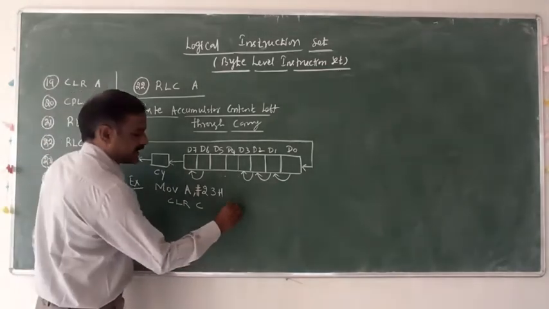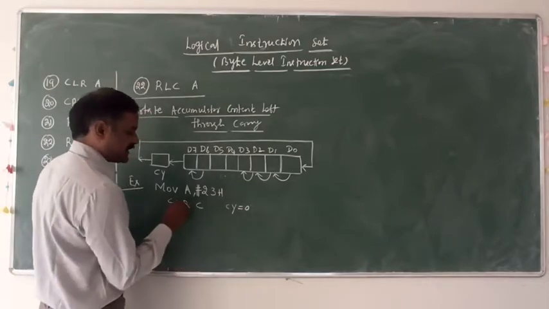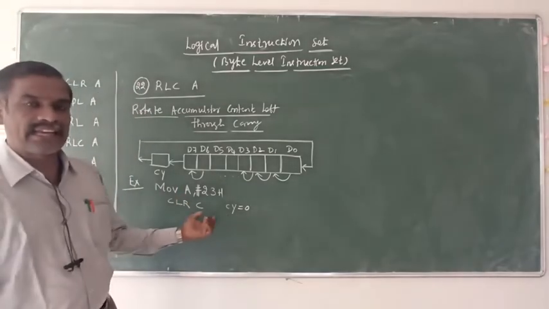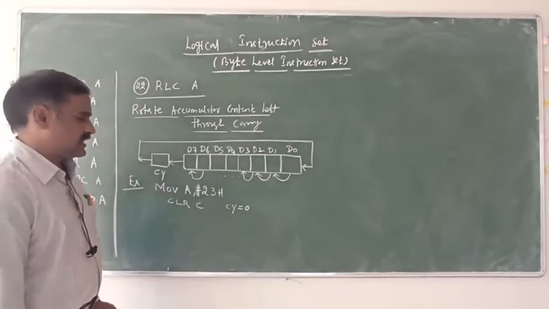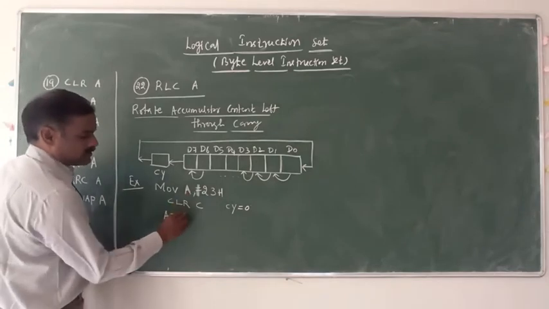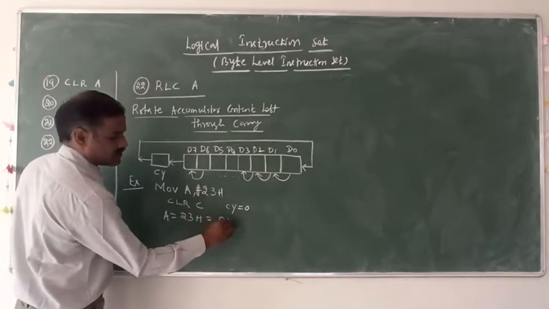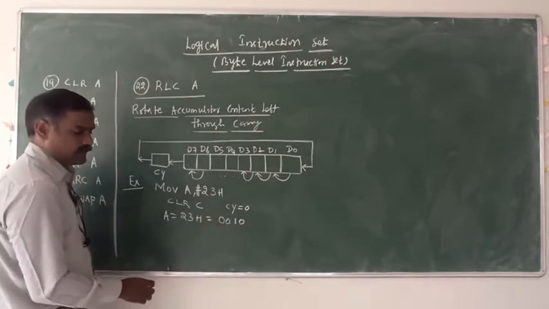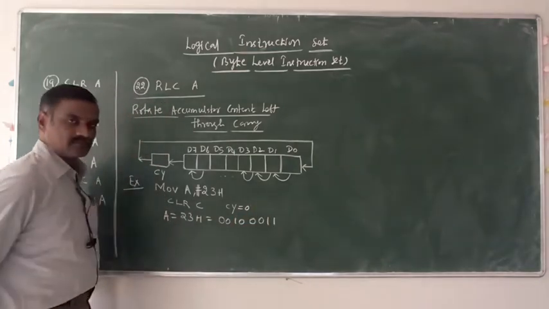Now initially the carry equals 0. After CLRC, this is for clearing the carry status. Now carry equals 0. And then accumulator content A equals 23. 23 means 0, 0, 1, 0. This is for 2. And 3 means 0, 0, 1, 1.